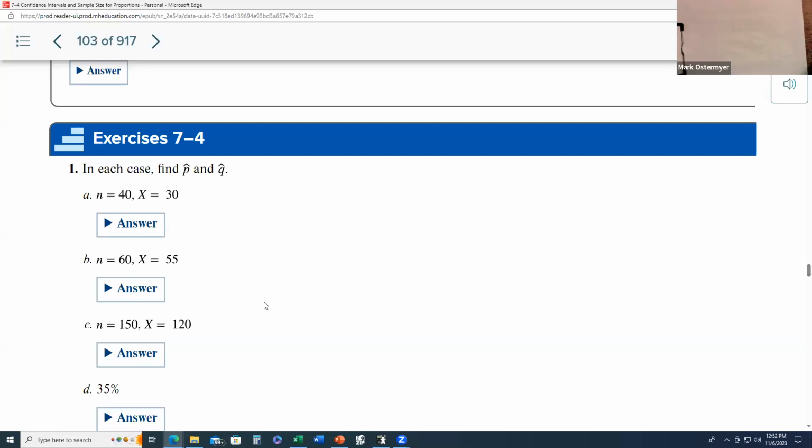All right, classwork number one is pretty simple here. I want you to do problem number one. What they want you to do is find p hat and q hat, given this information here. Classwork number one.